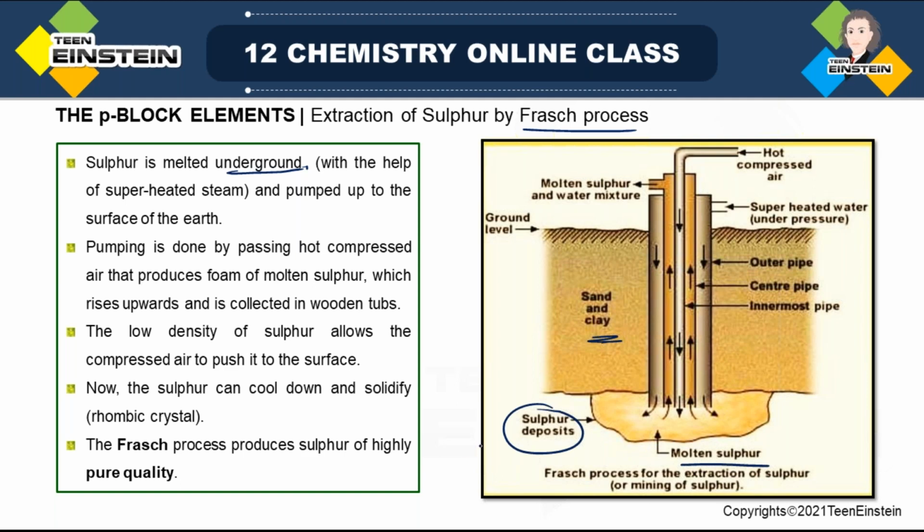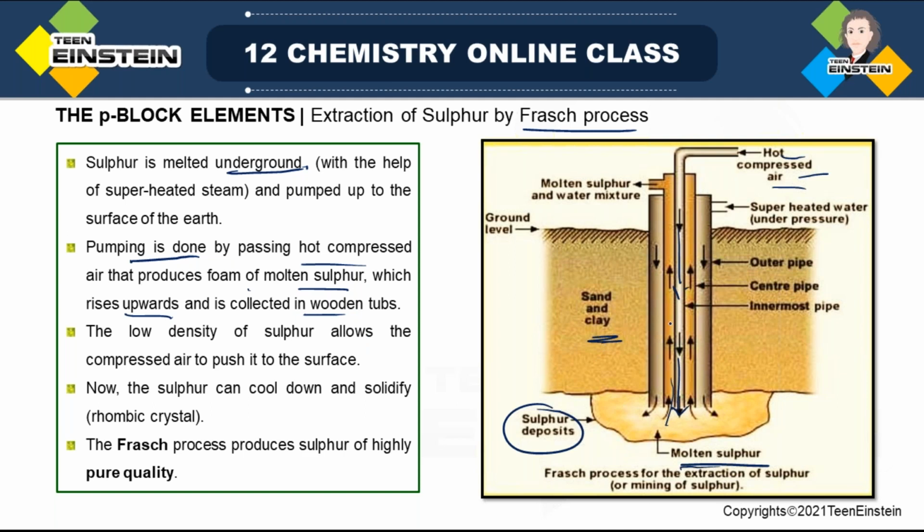First there is a solid sulfur deposit, but you are passing hot compressed air, that means very high temperature. So when this hot compressed air comes in contact with this sulfur deposit, the sulfur will be converted to molten sulfur. Now for the next step, pumping is done by passing hot compressed air, and this will produce foam of molten sulfur which rises upward and is collected in wooden tubs.